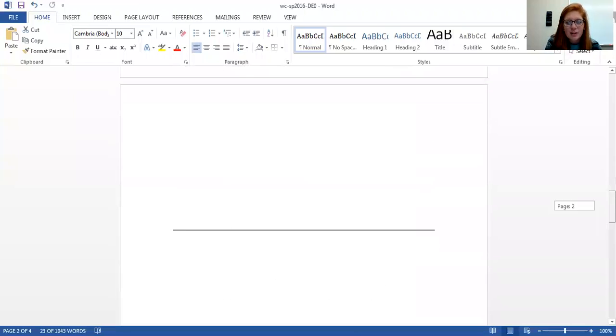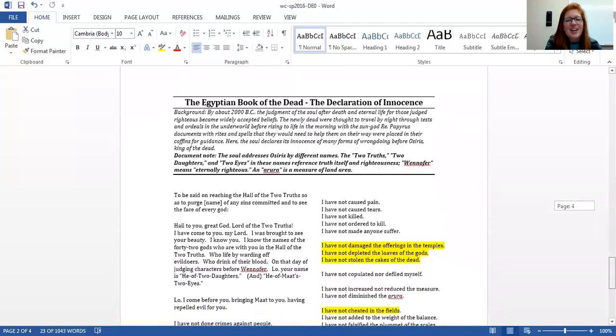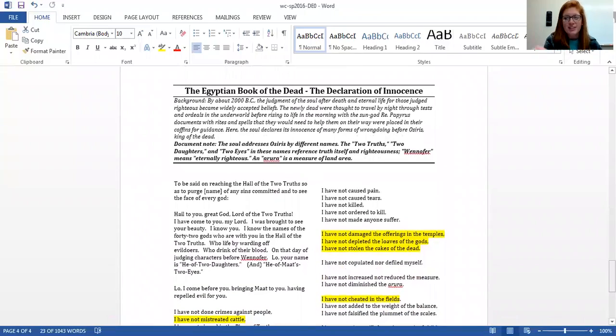So the first question that she asks you basically just involves contextualizing the document. So she's going to ask you the basic questions like who wrote the document, when was it written, where was it written, that kind of thing. So typically you can find the answers to all of those questions in this first paragraph in the italics. And in this document, that is the case. So right here you see that it's an Egyptian document. It was written around 2000 BC.